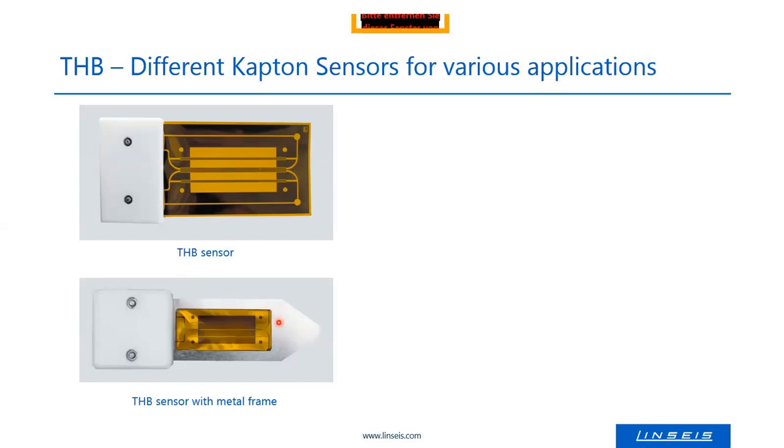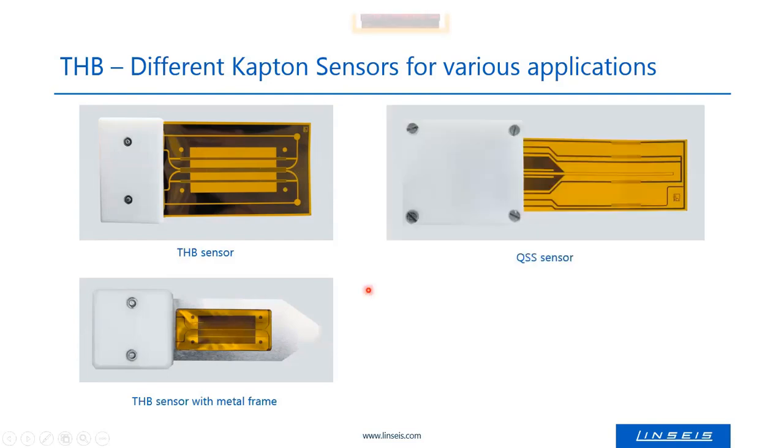Here is the same sensor, but a little bit smaller, with a metal frame around to stabilize the sensor in a liquid or in a paste or in a powder. And this is the so-called QSS sensor, which stands for Quasi-Steady-State. It works different compared to the THB sensor, and it was developed to measure high conductivity, materials with a high thermal conductivity.